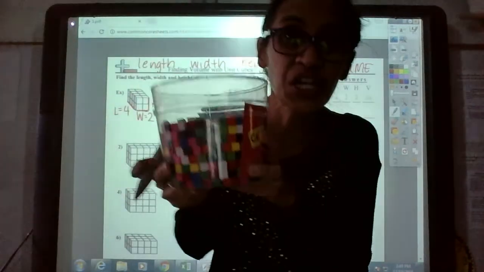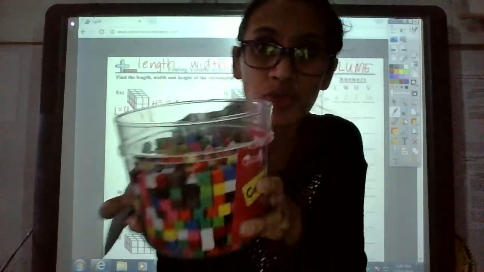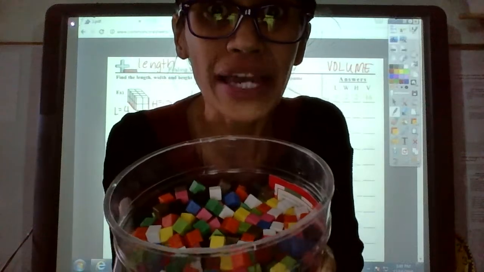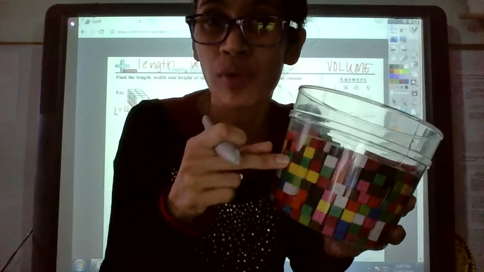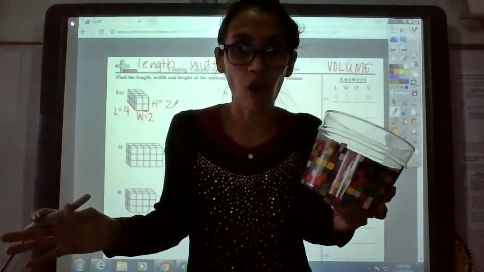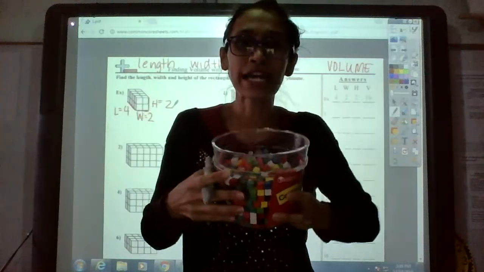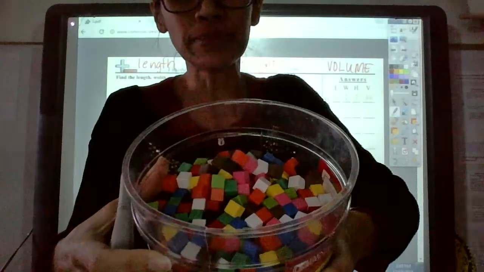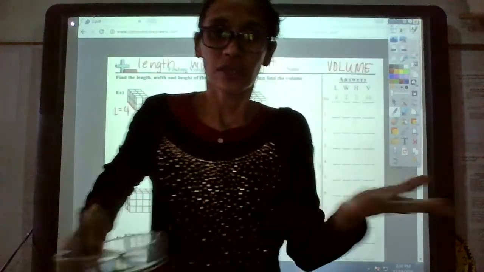Bam! Right here are the cubes. Are my cubes missing? Bring back my cubes. I need the cubes back. Remember when you use the cubes and they're all over the floor? Make sure you put them back in here. We're missing cubes. All right. Make sure you put them back.